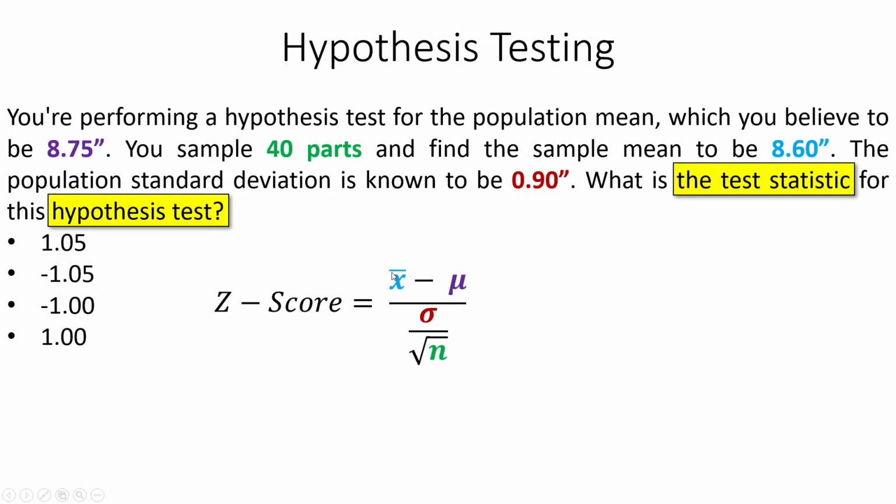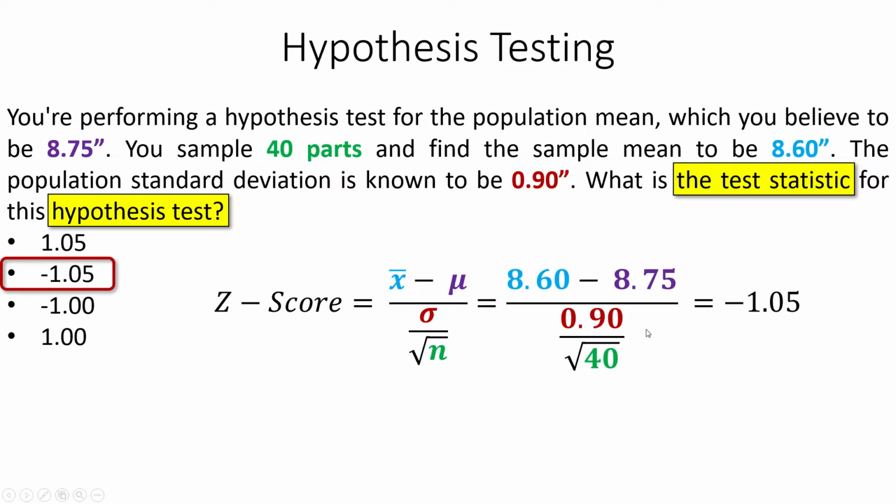Now, I love doing this. I love color coding and helping you translate the problem statement into the parameters that you need to plug into the equation. So for example, the sample mean value, X bar, is equal to 8.60. The population mean is equal to 8.75. The population standard deviation is 0.90. And the sample size is equal to 40. If we take all that information from the problem statement and plug it into this calculation, we can calculate the test statistic for this hypothesis test to be negative 1.05, and that is the answer for this problem. All right, let's keep going.